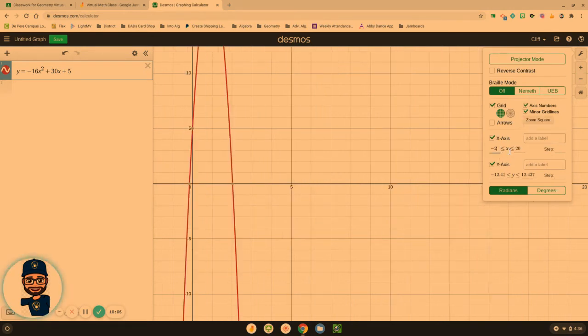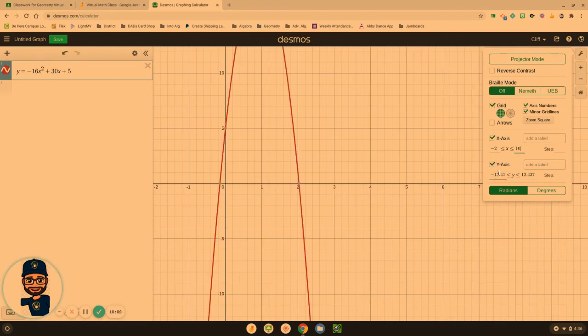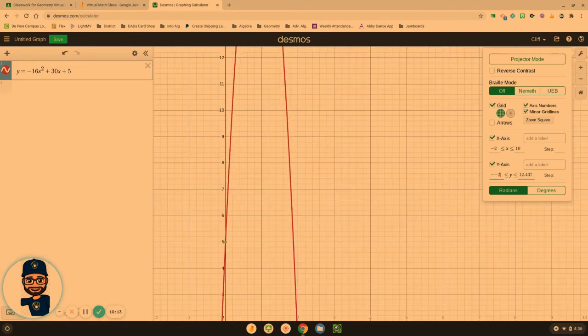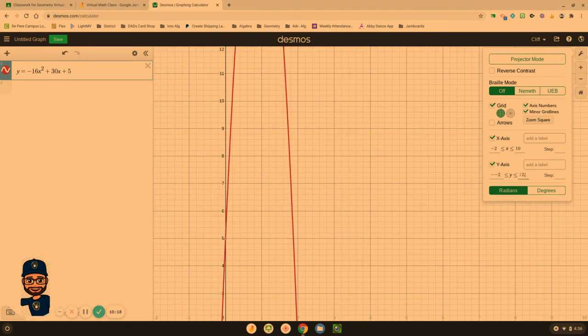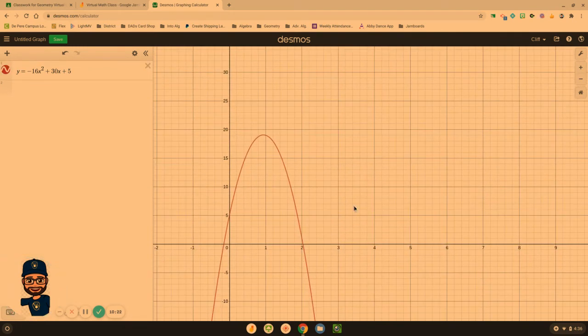Let's do -2 up to, let's just talk about 10. And let's go from -2 on the y-axis all the way up to 50. Let's just see what happens if we use 50. All right, there we go.